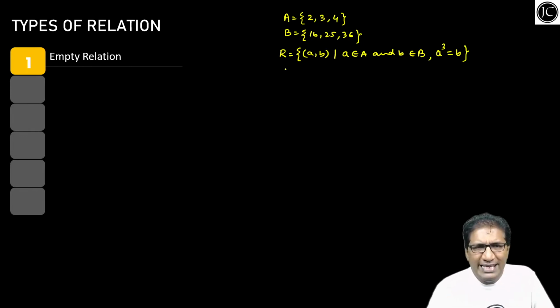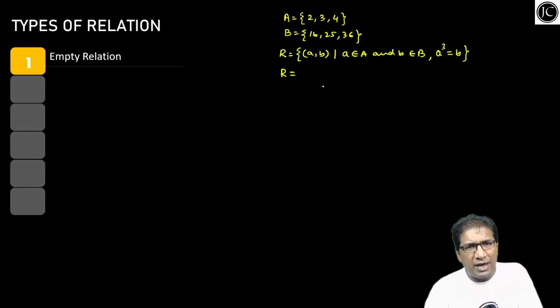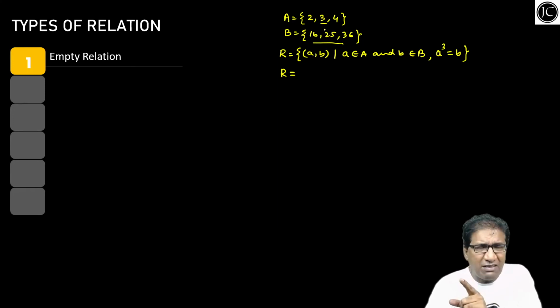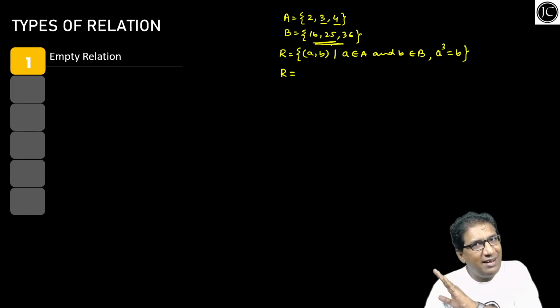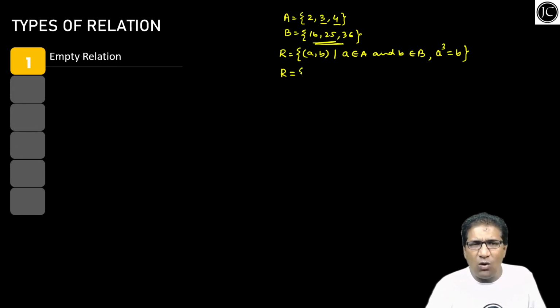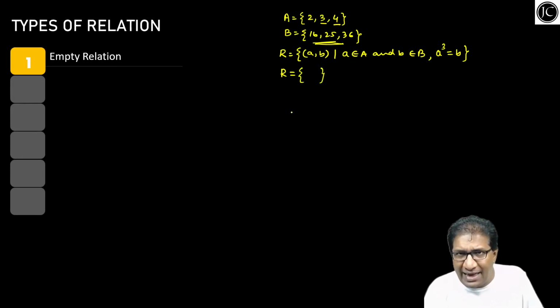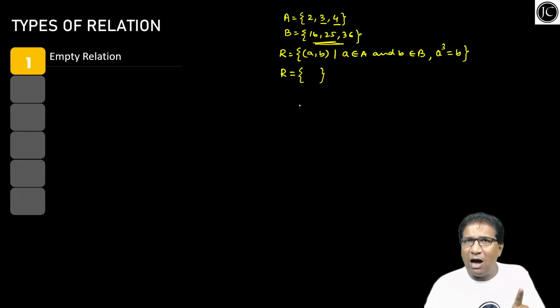अभी बच्चों बोलो यहां पर R में क्या क्या आएगा? a cube will be equal to b. अच्छा, 2 क्यूब कितना होता है? 8. B में नहीं है. 3 क्यूब कितना होता है? 27. सेट B में वो नहीं है. 4 क्यूब कितना होता है? 64, जो भी मेरा B में नहीं है. मतलब यहां पर जो R होगा उसमें कोई एलिमेंट आएगा? नहीं आएगा. मतलब क्या हुआ? R इज एन एम्प्टी सेट.